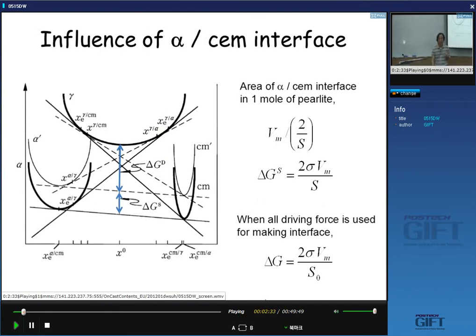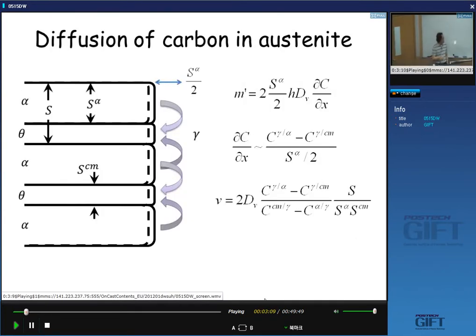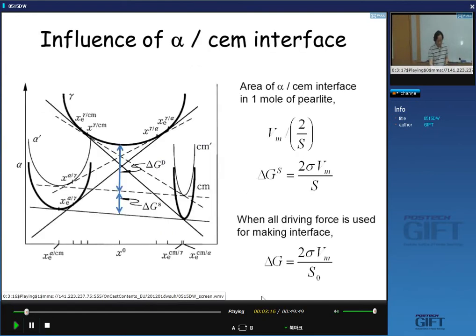But one thing we have to consider further is that the formation of the pearlite should be accompanied by the formation of the interface between ferrite and cementite. So the interface energy between ferrite and cementite should be considered to evaluate the velocity. The formation of the interface will affect the carbon content in the austenite side. Let's see how it occurs.